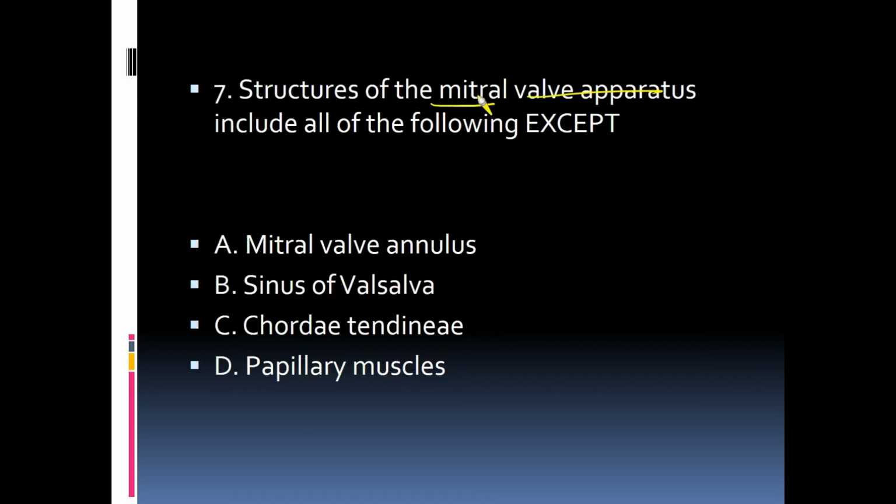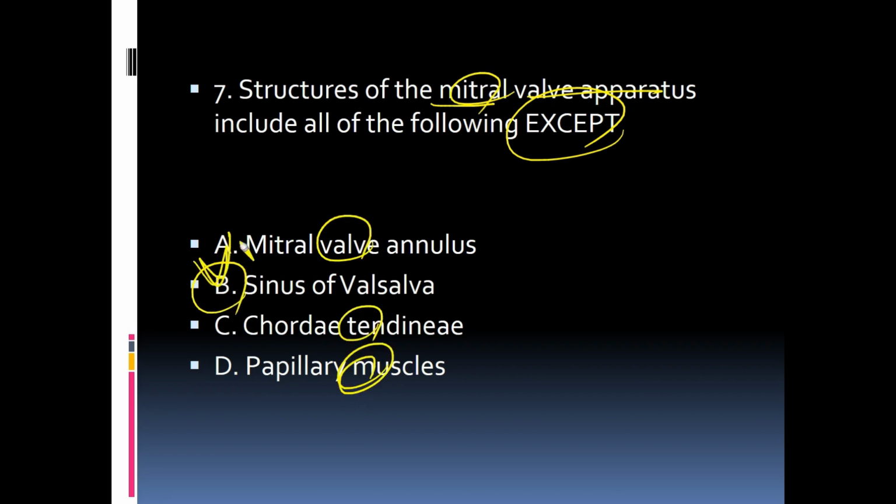This question asks you to select the option that is not related to the mitral valve apparatus. For those who have studied the basic theory, I think this question shouldn't be too difficult. The relevant options here are A, B, and D. The sinus of Valsalva can be explained as the option that is not related.